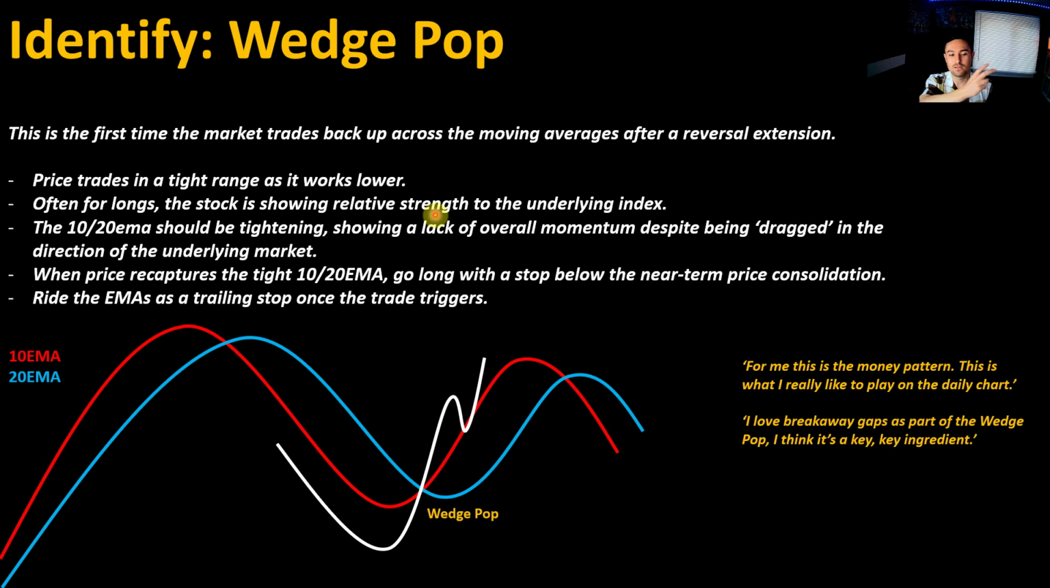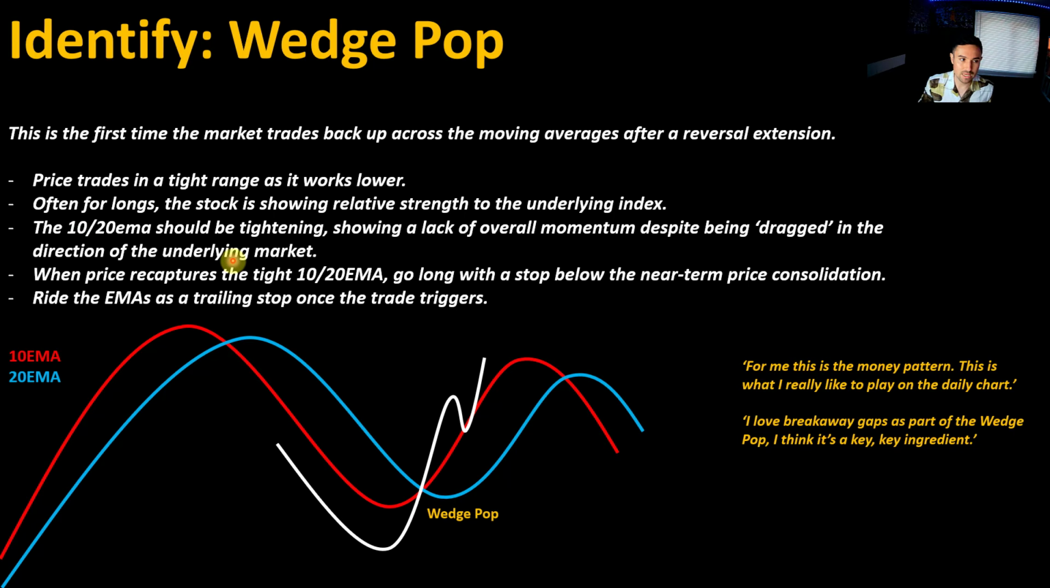So after the reversal extension, you then get the wedge pop. This is the first time the market trades back up across the moving averages, being the 10 EMA and the 21 EMA, after a reversal extension where price has been on a short-term basis extended to the downside versus the 10 EMA and also the 20 EMA. Price trades in a tight range as it works lower. Often for longs, the stock is showing relative strength to the underlying index. So even though the stock is below its key moving averages, it is showing relative strength. Relative strength is going to be a huge part of this presentation and a significant part of Oliver's strategy. So we're going to spend a lot of time on that.